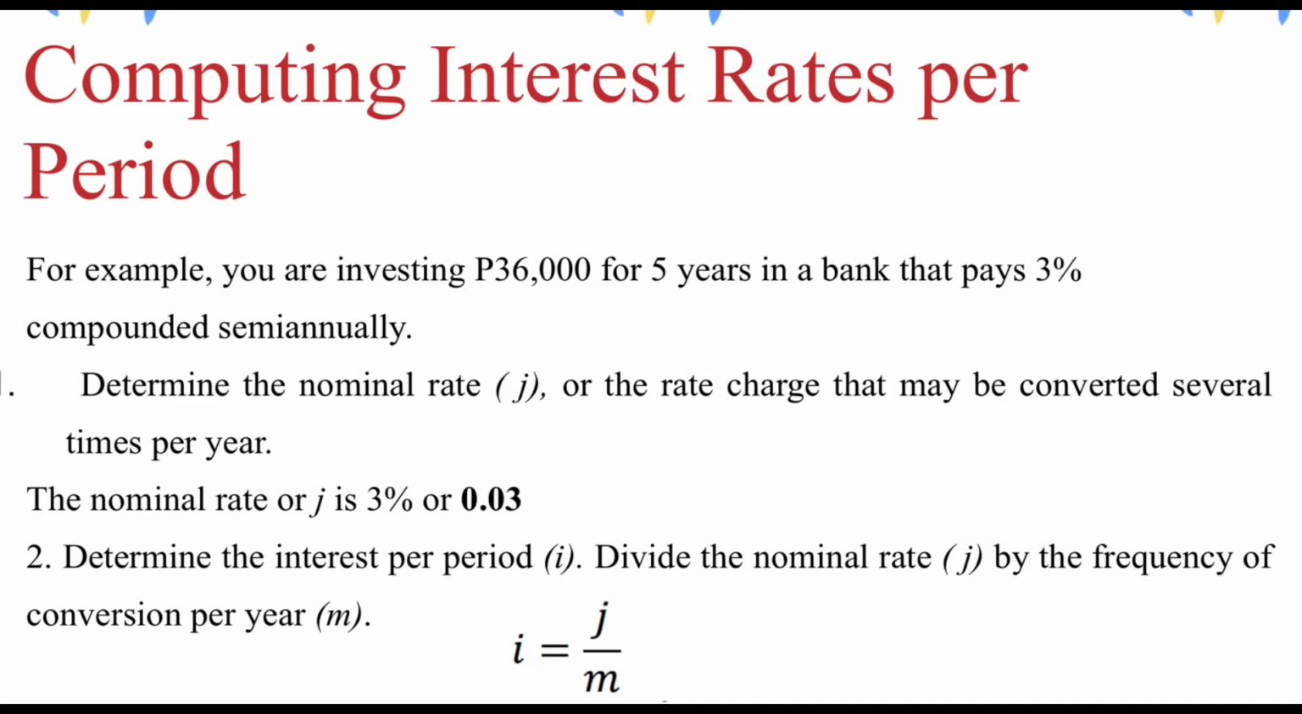In computing interest rates per period, you need to determine the nominal rate, or what we call J, or the rate charged that may be converted several times per year. For example, you are investing 36,000 for 5 years in a bank that pays 3% compounded semi-annually. The nominal rate, or J, is 3%, or 0.03. To determine the interest rate per period, or what we call I, divide the nominal rate J by the frequency of conversion per year M.